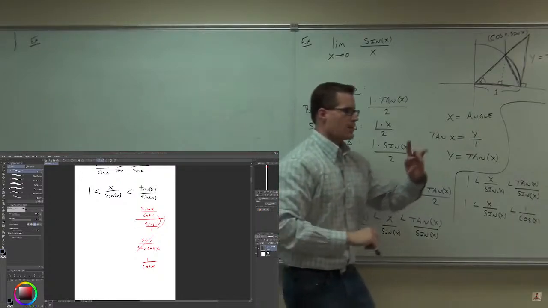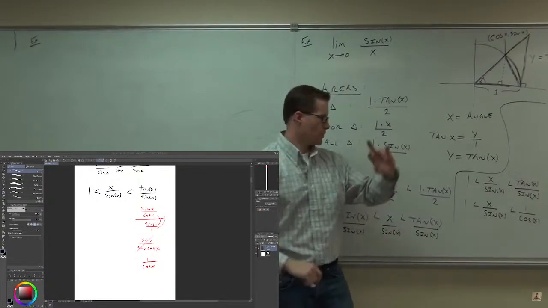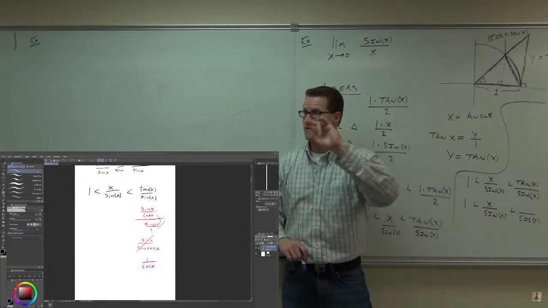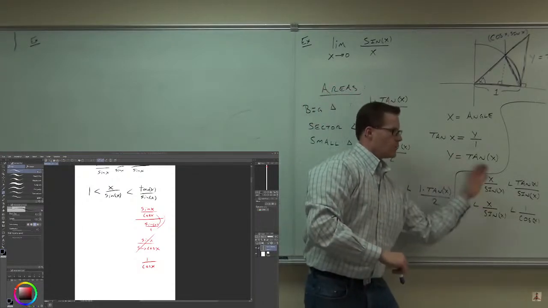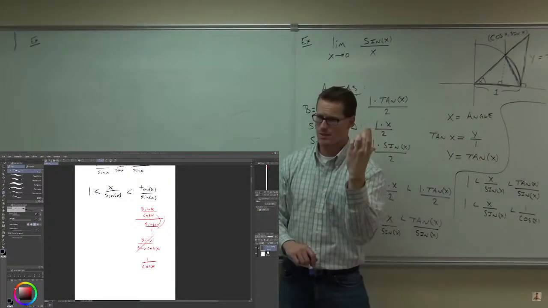Here's what I'm going to do. I'm going to reciprocate each of those fractions. I'm going to reciprocate the 1, the x over sine x, and the 1 over cosine x. What that's going to do is also flip around my inequalities. If you reciprocate that, it's going to flip your inequalities. Does that make sense to you?